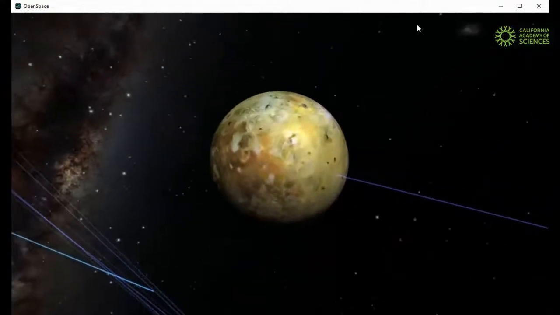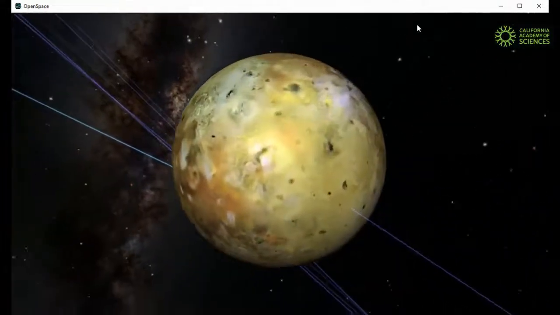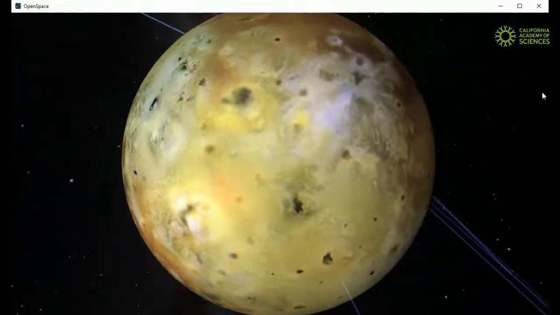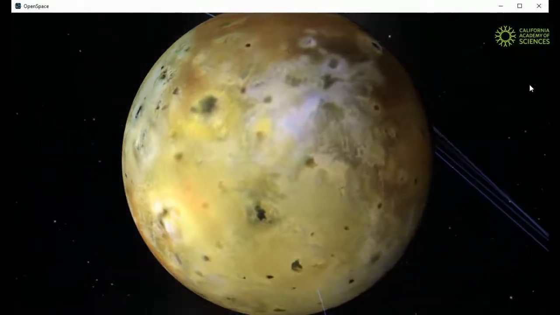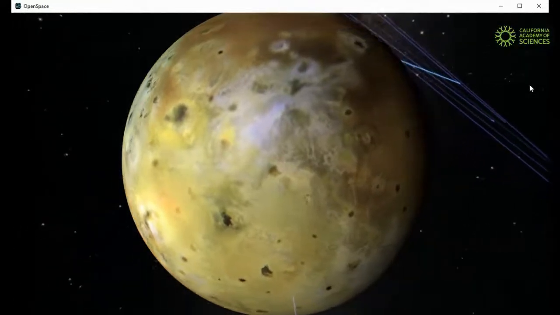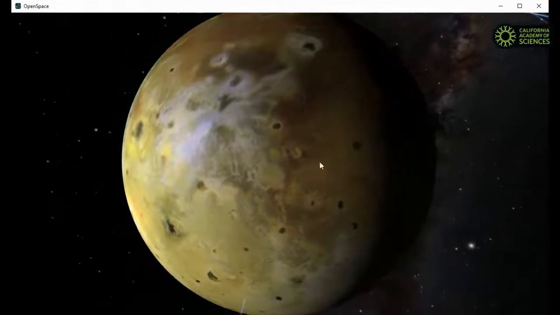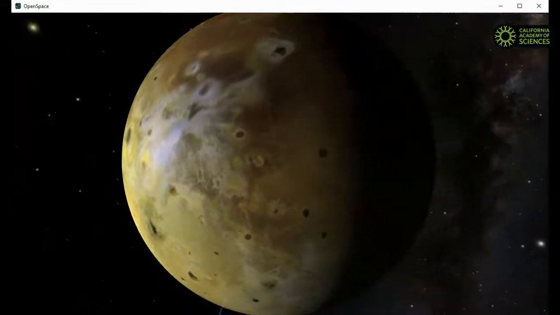Io is a very volcanically active world. While it might have sort of an icy crust on the surface, it is by and large rock. The rock is very active, being squeezed, that's the word, by Jupiter. Energy is imparted into its surface and powering that incredible amount of volcanic activity.